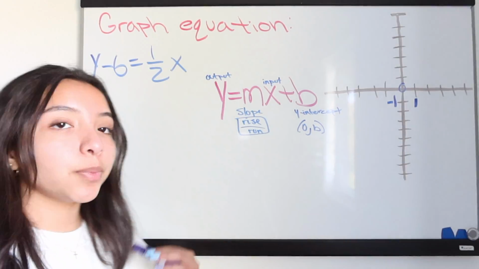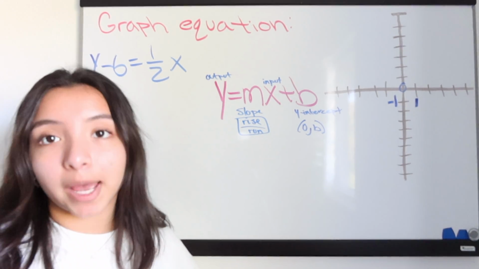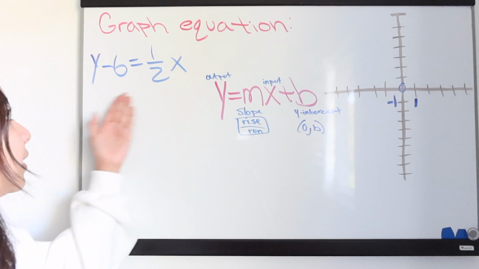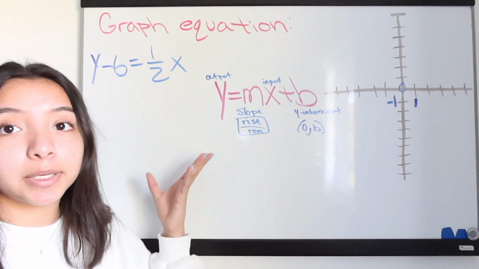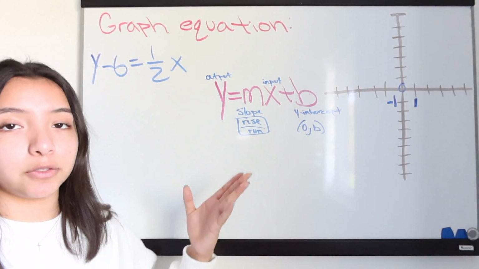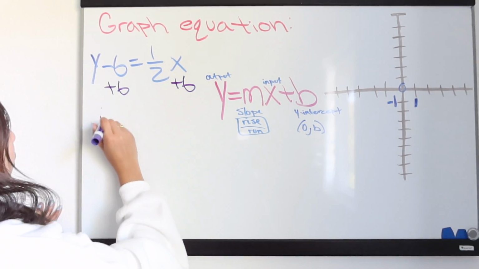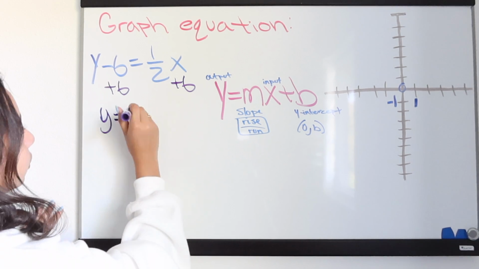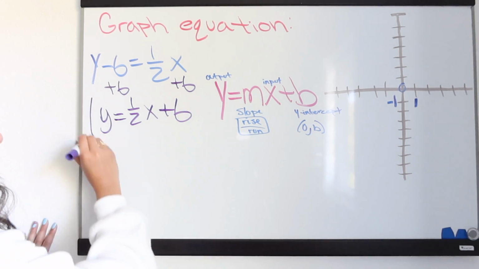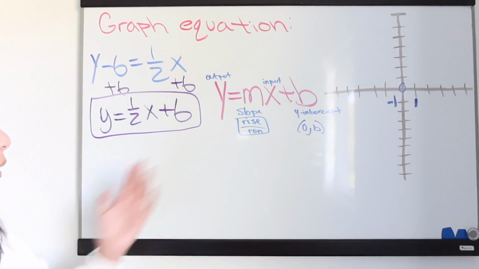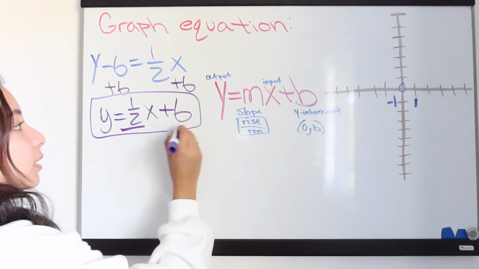Next problem. Our next problem is y minus 6 is equal to 1/2 x, or 1/2 times x. Our first step is to get this equation into slope-intercept form. So we have to isolate the variable. What is happening to the variable? It's being subtracted by 6. So we have to do the opposite, which is to add 6. We isolate y: y is equal to 1/2 times x plus 6. And this is our equation in slope-intercept form. The slope is 1/2 and the y-intercept is 6.